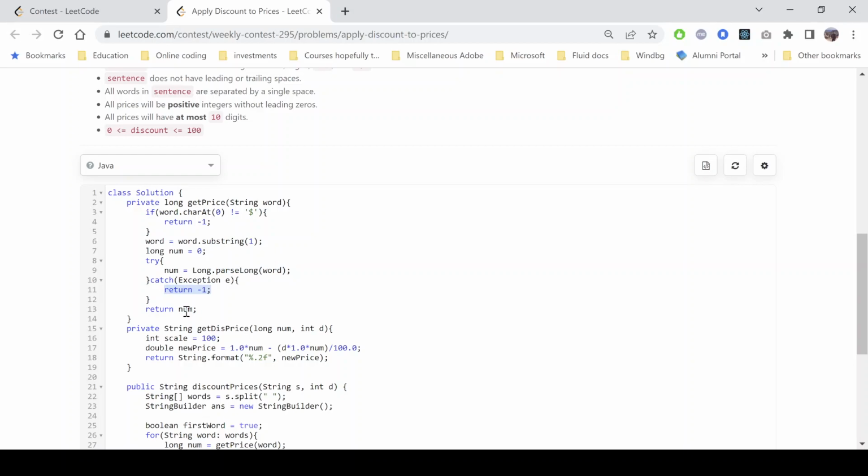Now, why I've taken long here is because it says that all prices will have at most 10 digits. So, to be on the safer side, we have taken a long. So, we return num in this case.